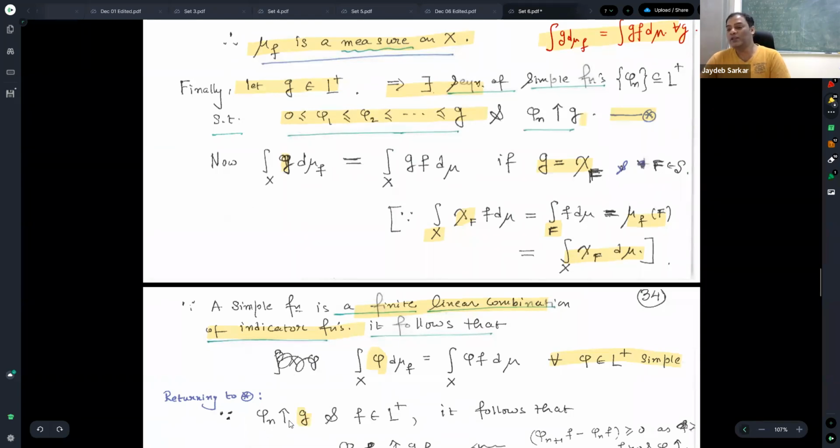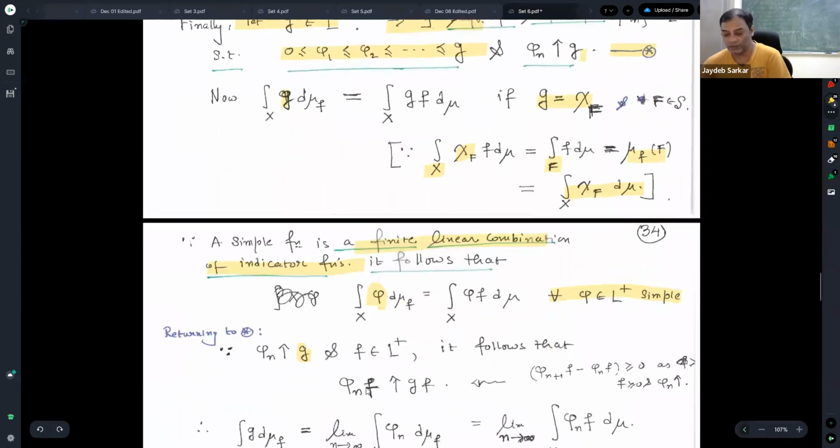And since phi n converges to g increasingly, and f is in L plus, you can easily show that phi n f also converges to g f. That means you can multiply both sides by f, and you can say phi n f converges to g f. And it's true because your f is positive. So you can say that phi n plus 1 f minus phi n f is always positive because f is positive, and your phi n is positive, so it's going to work out, no problem.